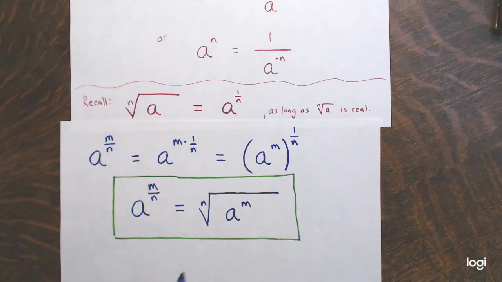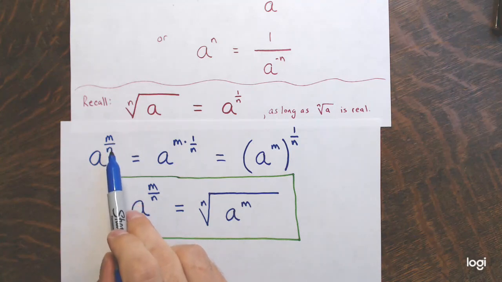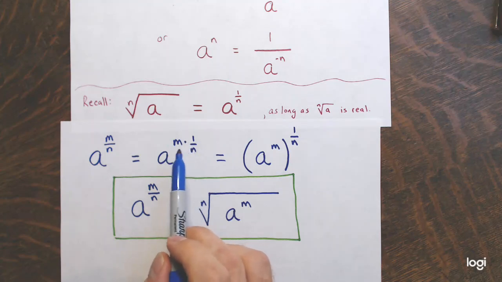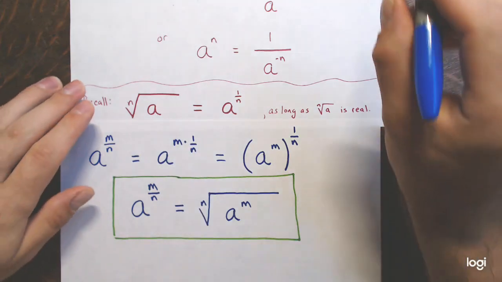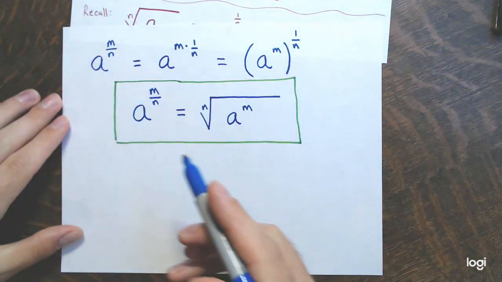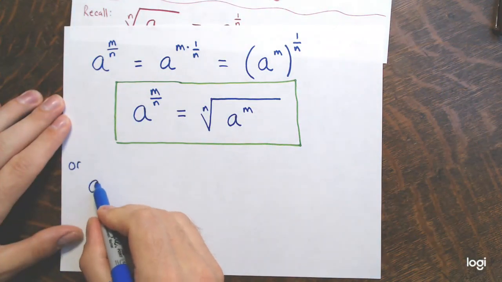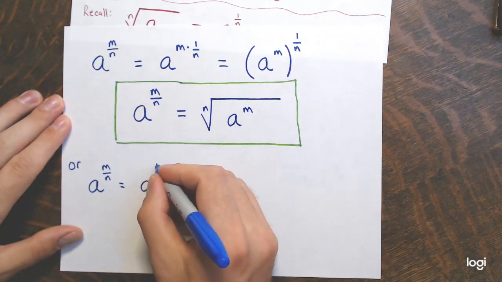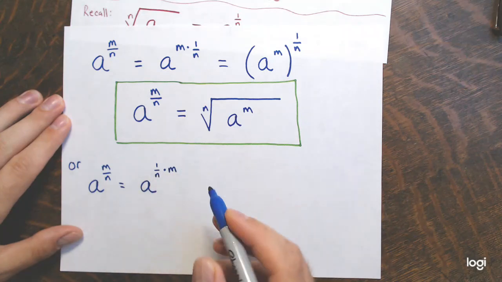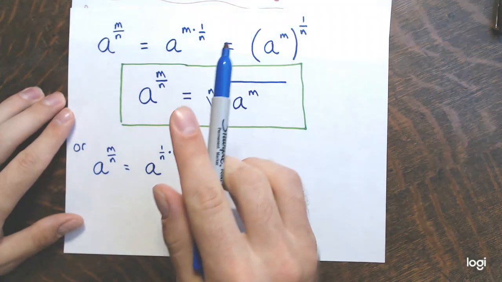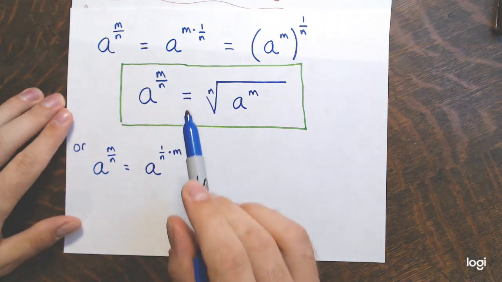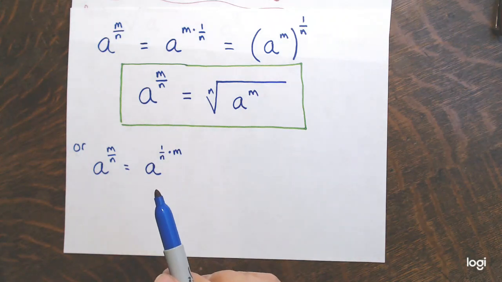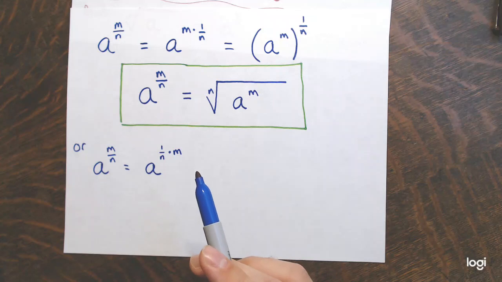But also, not only can I think of the fraction m over n as m times 1 over n, you can think of it the other way, right? I can switch the order of these two factors. So we could also think of a to the m over n as a to the 1 over n times m, right? Isn't that the same thing? All I did was switch the order of the factors, and the real numbers have the commutative property, right? You can switch the order of factors and it'll still be the same number.